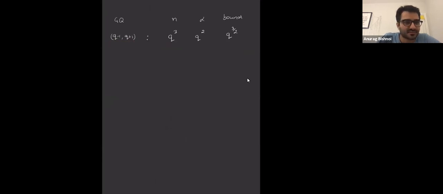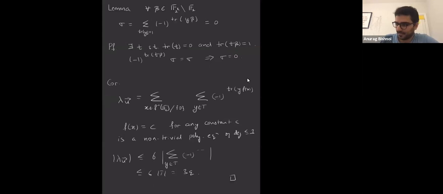Can you please explain where the 6 came from? Yes, okay, sorry. I said here that f of x equal to c for any constant c is a non-trivial degree 3 equation, or well, up to degree 3. It could be degree 1 or 2 as well, degree at most 3 equation. So there are at most 3 solutions for, let's say, f of x equal to 0. And then there are at most 3 solutions for which f of x is 1, right? That's where you get this 6. We are summing over all x for which f of x is in F2.